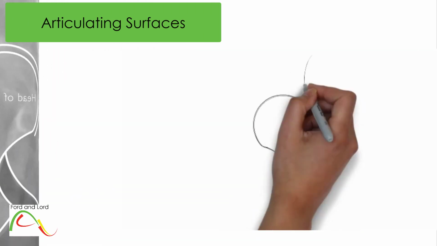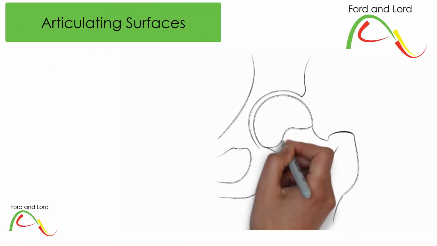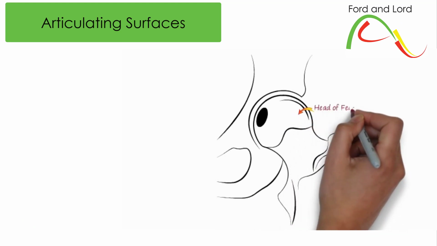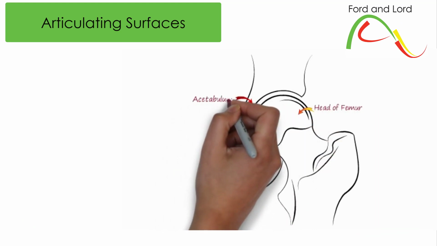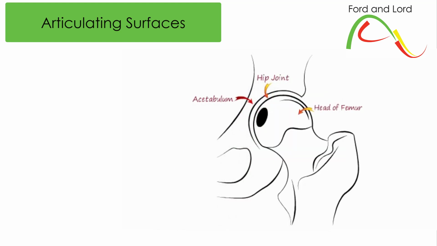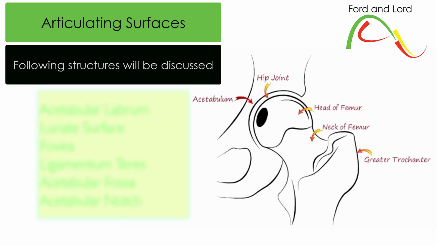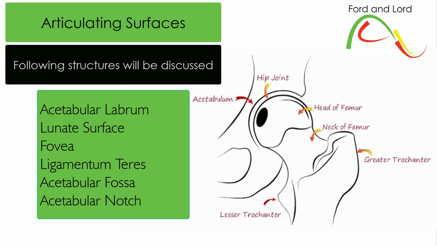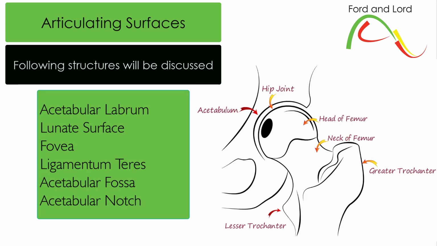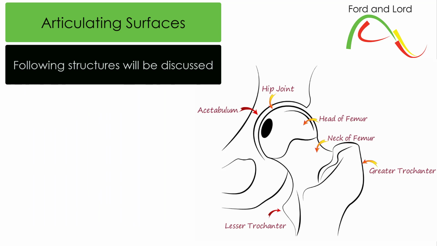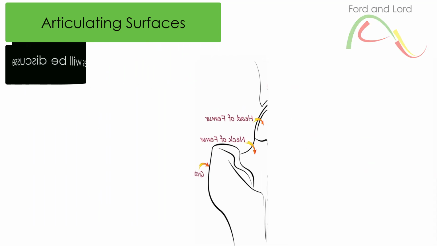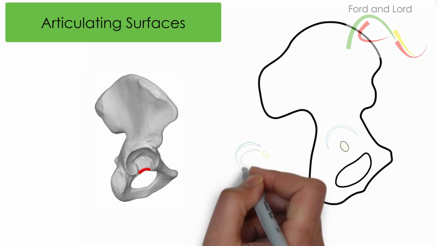Articulating surfaces. The hip joint is made by the articulation between the acetabulum and the head of the femur. The joint is, therefore, also known as the acetabulofemoral joint. The following structures will be discussed in the rest of the video: acetabular labrum, lunate surface, fovea, ligamentum teres, acetabular fossa, acetabular notch. The anatomy and the structures within the acetabulum and on the head of the femur are best understood when viewed from the side.